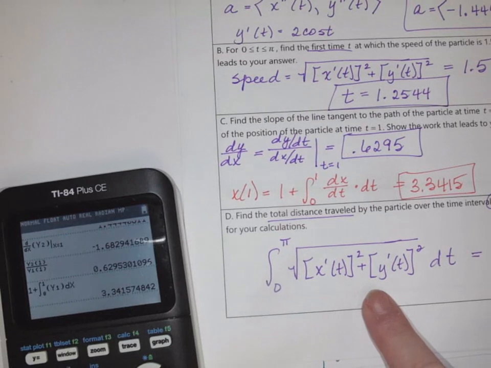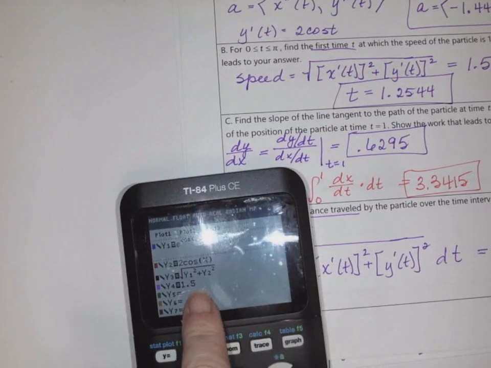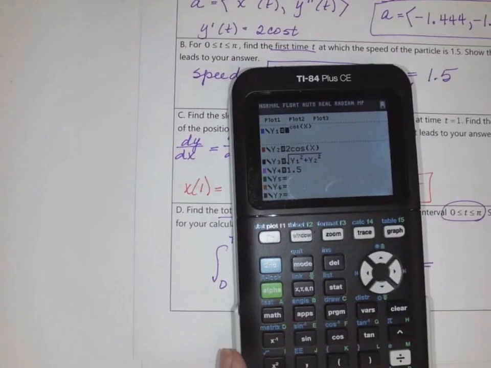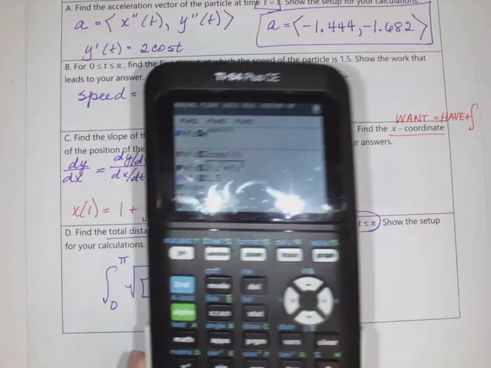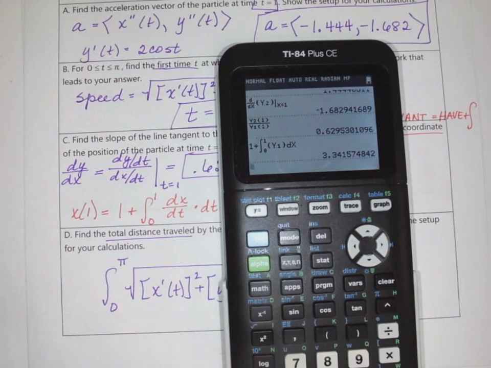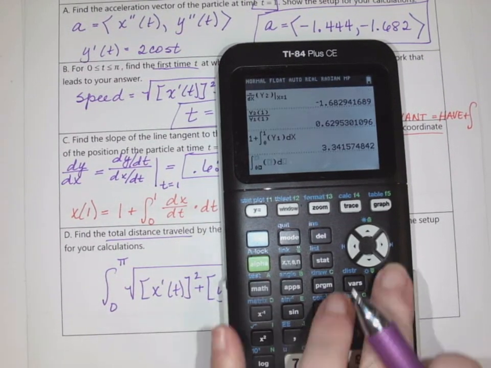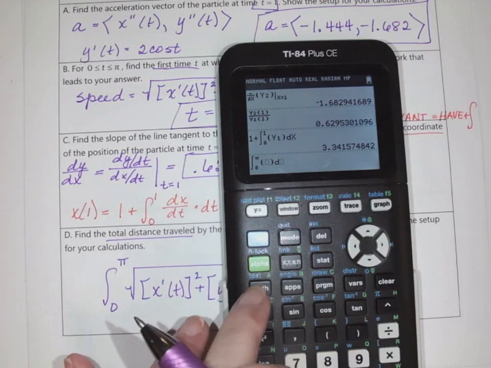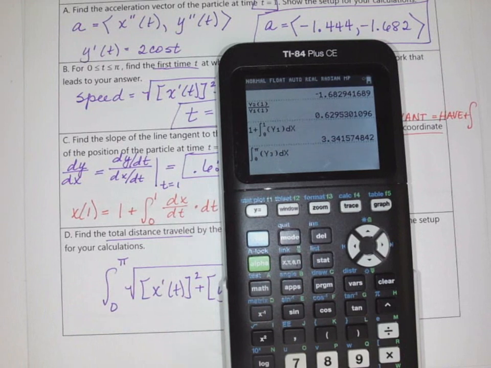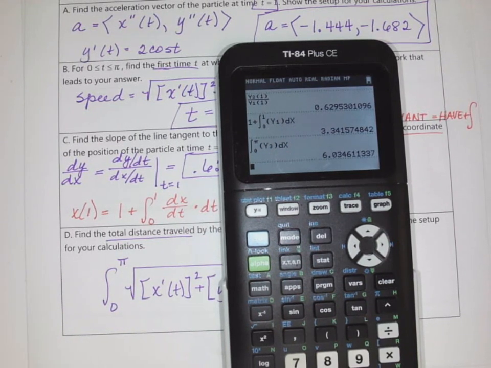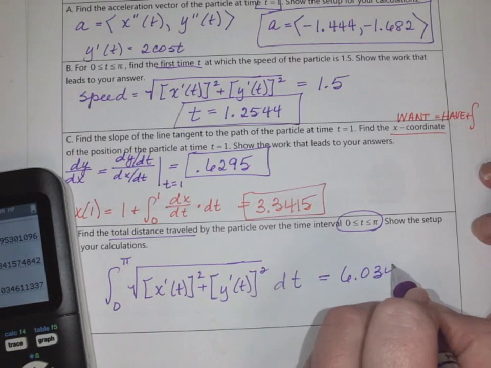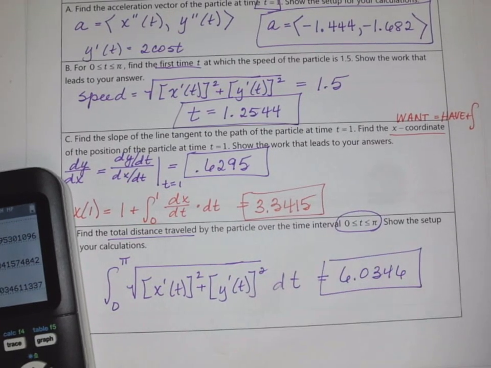Remember this expression we plugged in, it's part of y3. So I can just integrate y3. Let's see, can you see that? Let me scoot it over. Okay, can you see? There we go. All right, so I'm going to go to the home screen. I am going to do math 9, 0 to pi. I am going to do what's in y3 dt. And that gives me 6.0346. And that would be the total distance traveled.